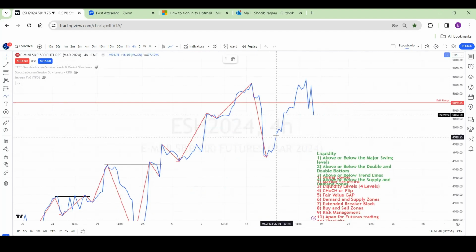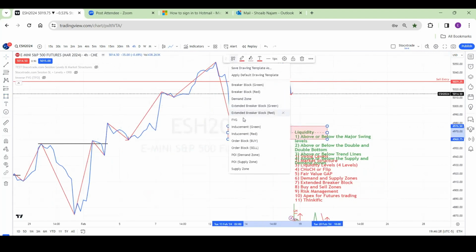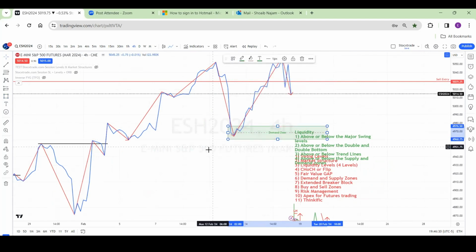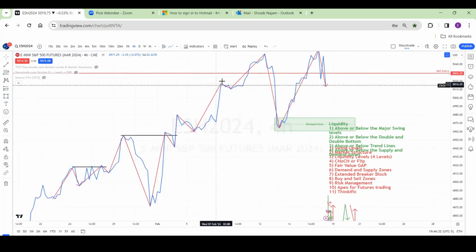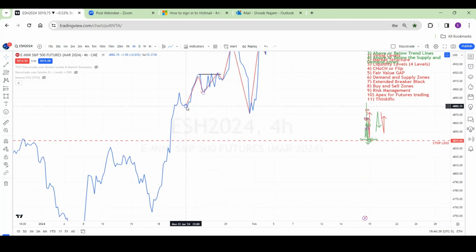Now if you see the structure, this is my high, and then the market came down here. In the 4-hour chart, until it breaks this demand zone, the market will not reverse. Till now, we are just creating higher highs and higher lows in the 4 hours. It is not breaking. If you see this low, basically this low is this.